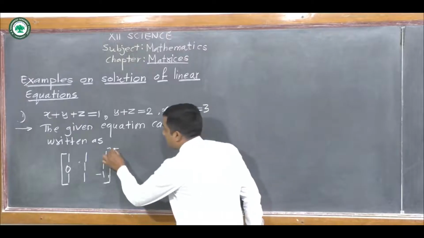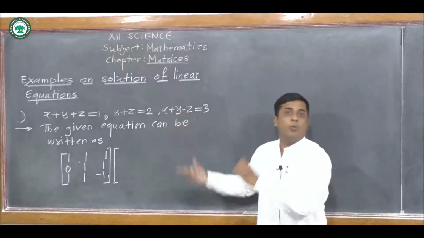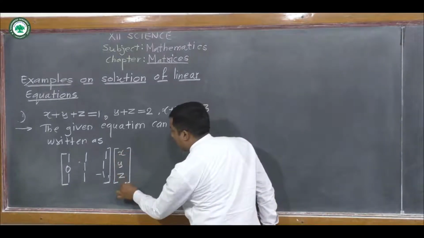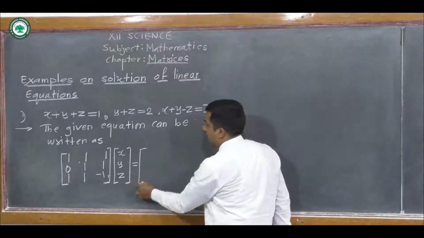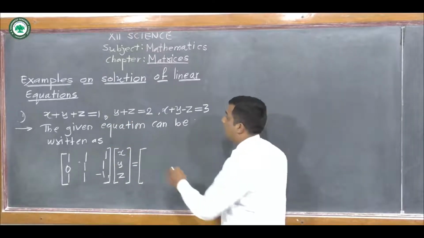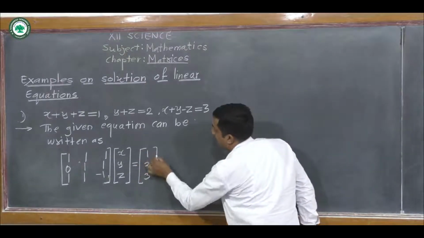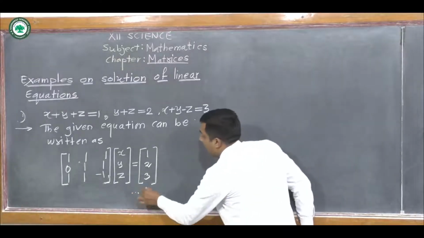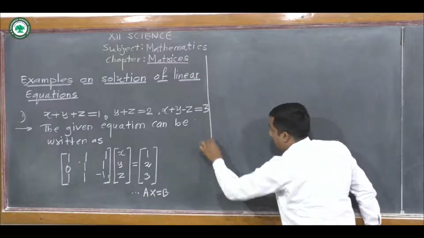So this matrix has the coefficients of the variables x, y and z. Then in the second matrix we consider the variables. In these three equations the variables are x, y and z, so we consider a column matrix for this. This is equal to the constants in the RHS: 1 for the first, 2 for the second, and 3 for the third. So we convert the given equations into the form AX is equal to B. Here we consider matrix A.